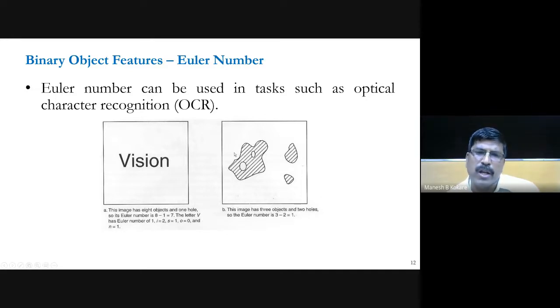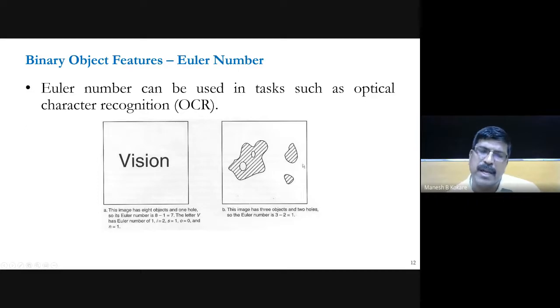So what is the Euler number of this shape? That is one connected component minus two holes, right? Now for this one, how many connected components are there? Entirely one connected component, and the number of holes is 0. For this one, how many connected components are there? 1. Number of holes is 0.